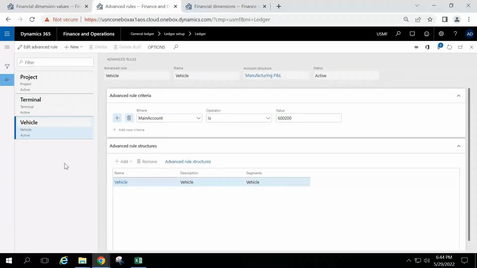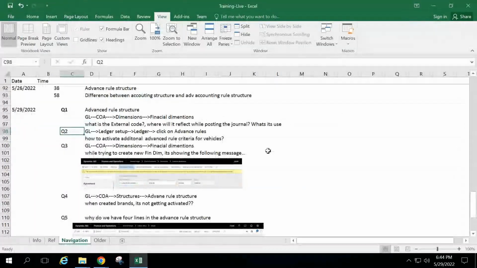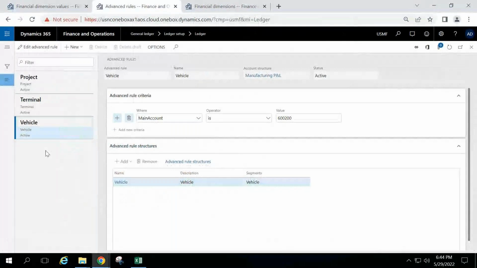Clear. And even if you want between also, you can enter. Next.